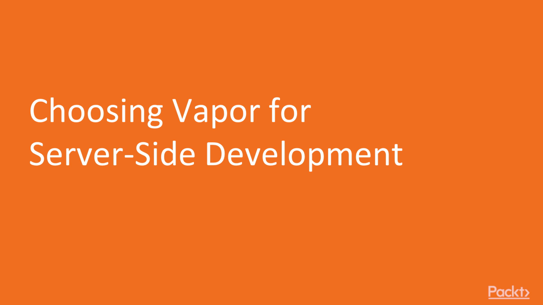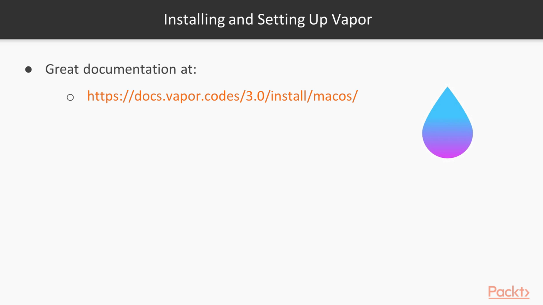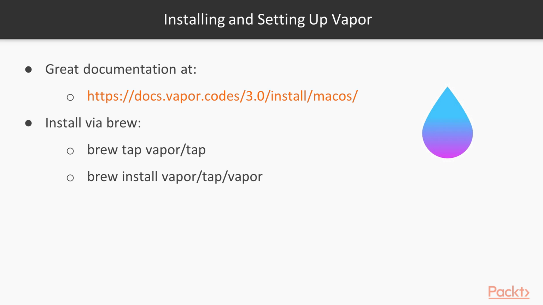Choosing Vapor for server-side development. In this video, we're going to install and set up Vapor. At this point, I also want to point at the great documentation from Vapor that you can reach at docs.vapor.codes. We're going to install Vapor via Brew. If you have not installed Brew yet, please visit their homepage for a detailed guide on how to install Brew. Alright, let's get started then.